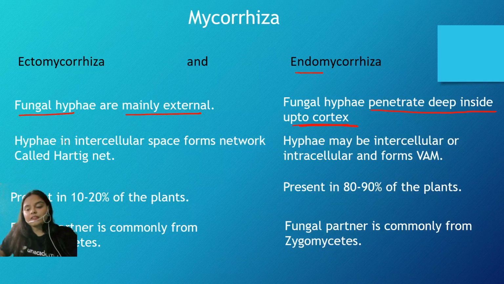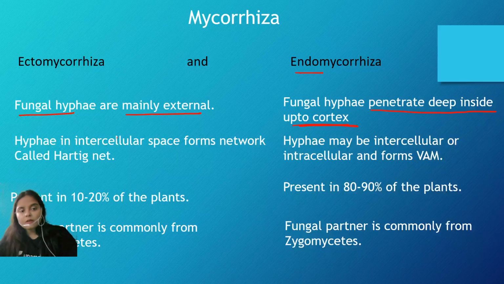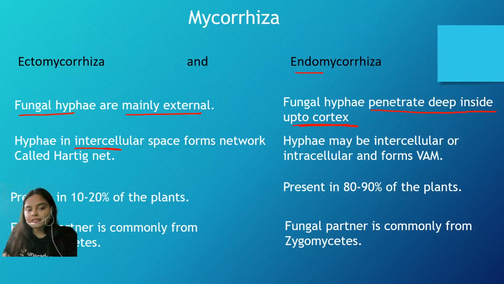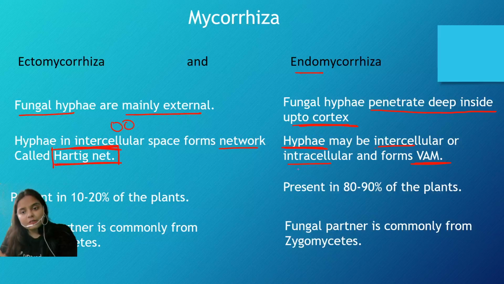Now what happens? The fungal hyphae in the ectomycorrhizal area form a complex network like structure in the intercellular space. That means the space between the two cells. And this network is known as Hartig net. That means the Hartig net is formed in the case of ectomycorrhiza. Whereas the hyphae in endomycorrhiza grow inside, in the intercellular as well as intracellular direction, and form VAM, vesicular arbuscular mycorrhiza.